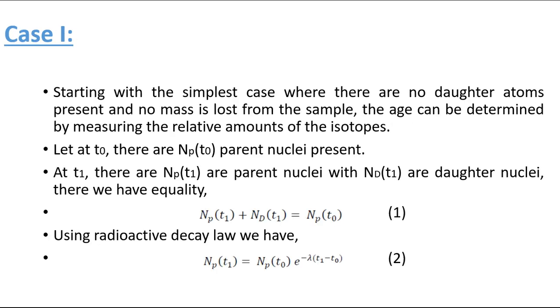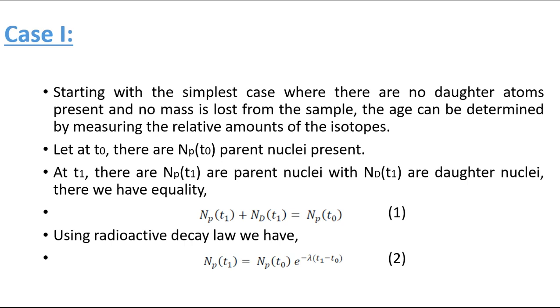Case one: we start with the simplest case, where there are no daughter atoms present at time t0 and no mass is lost from the sample. The age can be determined by measuring the relative amounts of isotopes. At time t0, there are Np parent nuclei.